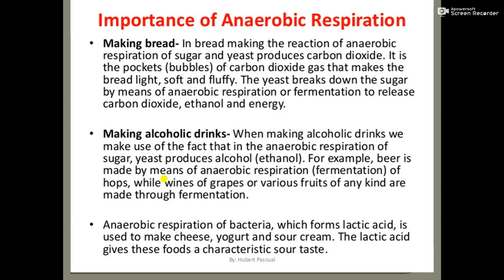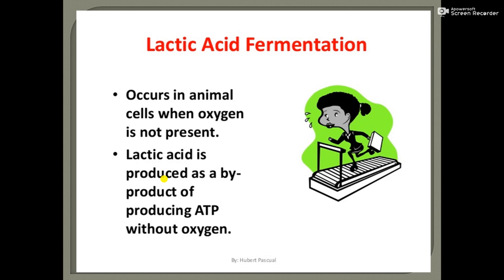Making alcoholic drinks. When making alcoholic drinks, we make use of the fact that the anaerobic respiration of sugar produces alcohol, or ethanol. For example, beer is made by means of anaerobic respiration or fermentation of hops, while wines of grapes or various fruits of any kind are made through fermentation. Anaerobic respiration of bacteria, which forms lactic acid, is used to make cheese, yogurt, and sour cream. The lactic acid gives these foods a characteristic sour taste.